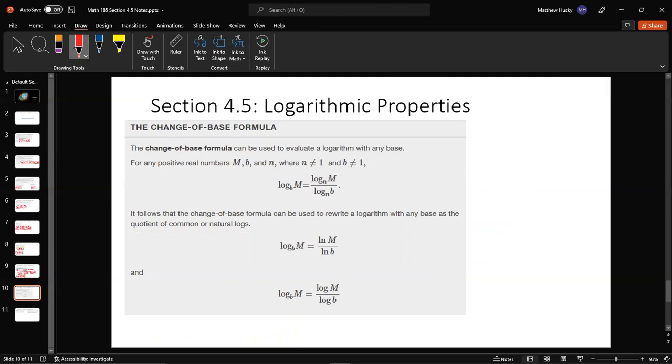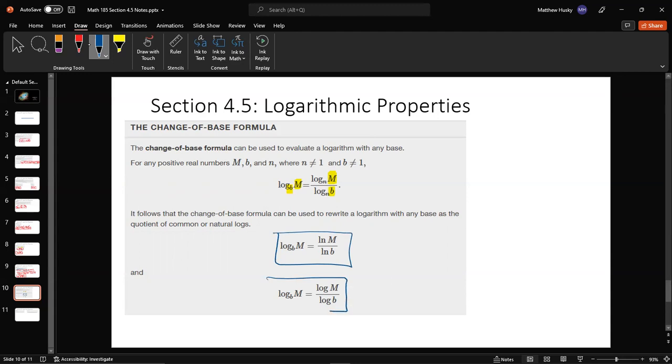Lastly, I kind of mentioned this earlier, but when you want to evaluate logs that are not base e or base 10, there is a way to do that on a calculator. And the way you can do that is using something known as change of base. And the way it works is that if you have a base of b, you can do that as a log of some other base and do the log of the number inside divided by the log of the base. So you've got two approaches for how you could do this in a calculator.